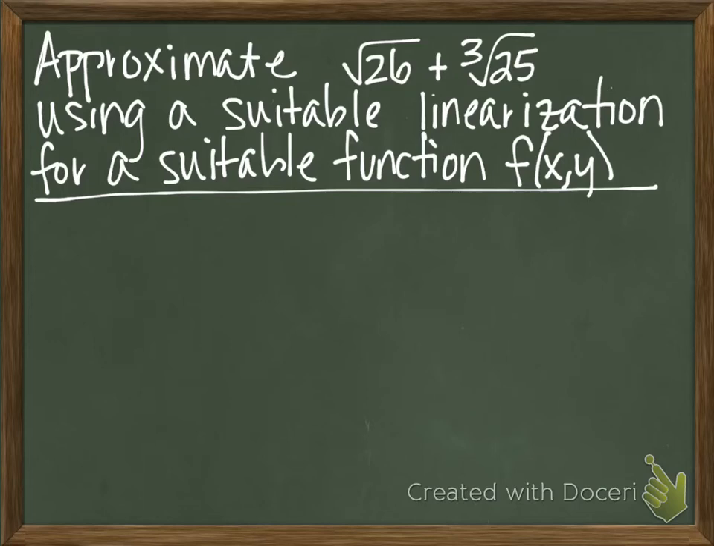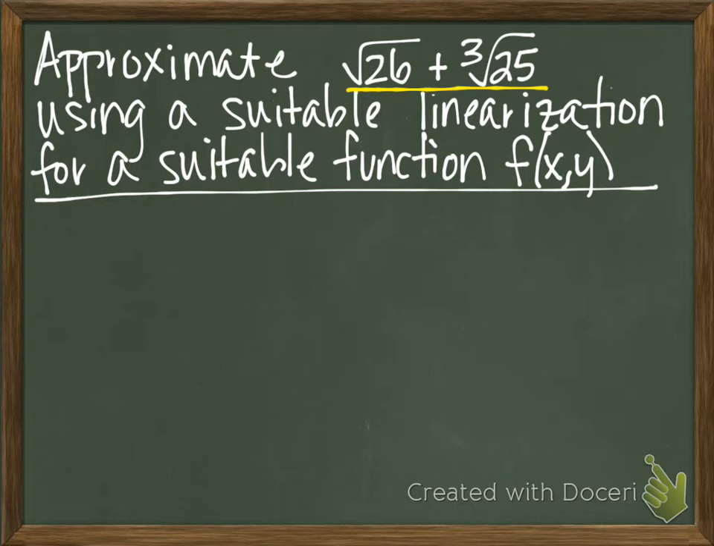In this problem, we want to approximate the square root of 26 plus the cube root of 25 using a suitable linearization from a function of two variables. The idea here is that we don't have a calculator or a computer readily available to plug this in to get the exact number. So we want to just do an estimate using linearization.